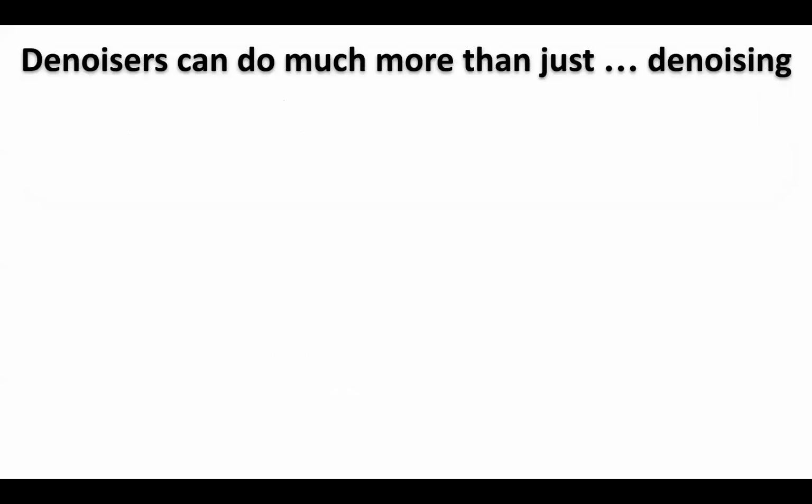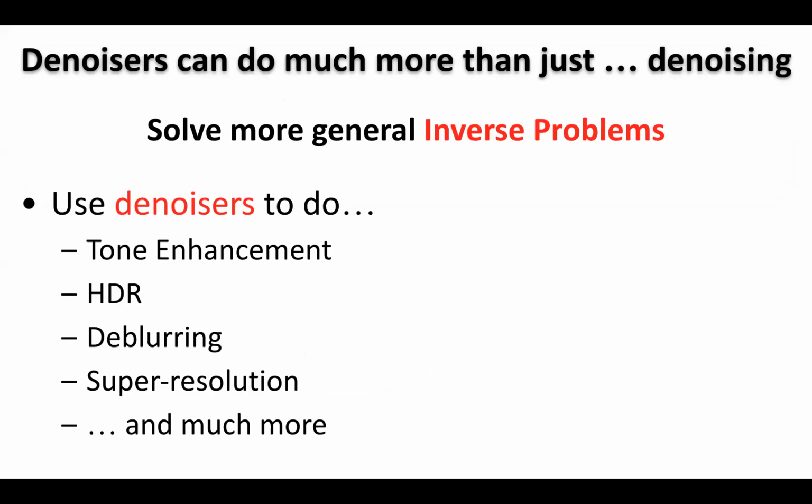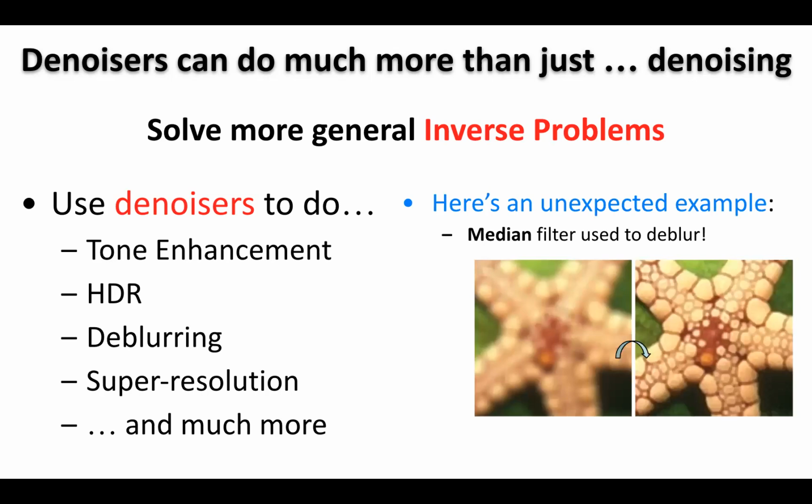Okay, so let me give you a little preview of what kinds of things denoisers can do besides denoising. It turns out we can leverage denoisers to solve much more general inverse problems. For example, things like tone enhancement, HDR imaging, deblurring, super resolution, and many, many other things. So here's a somewhat provocative example, unexpected, I would say.